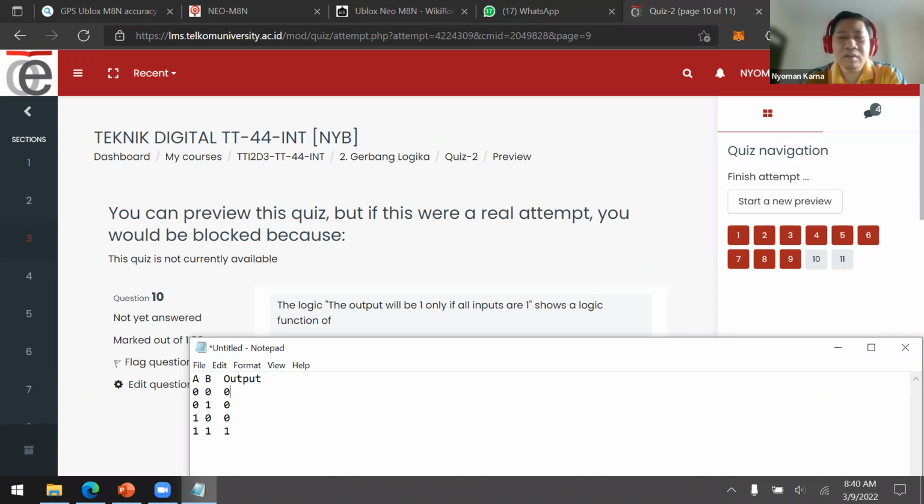So what is the logic function of this relation? You can see that it's something like a multiplication. As long as there is a 0, the output will be 0.